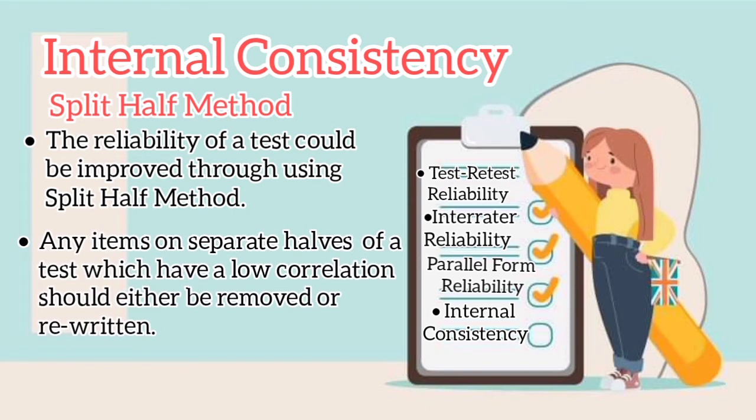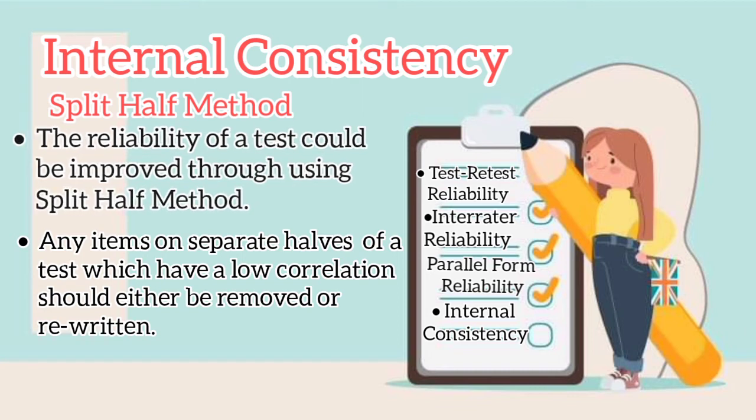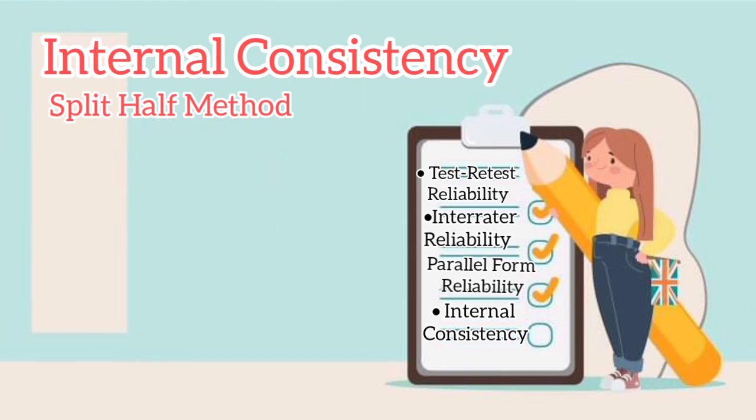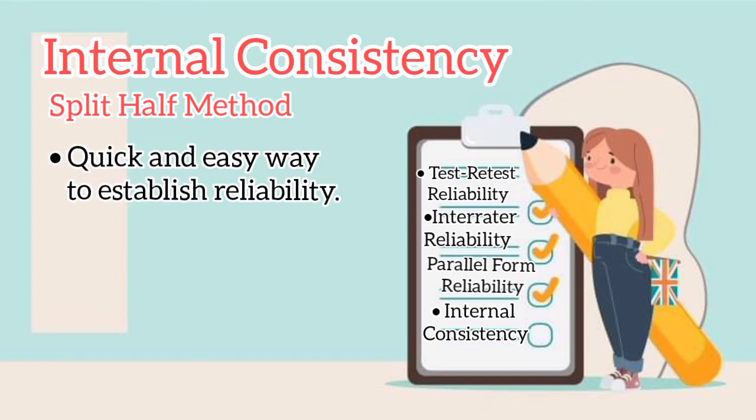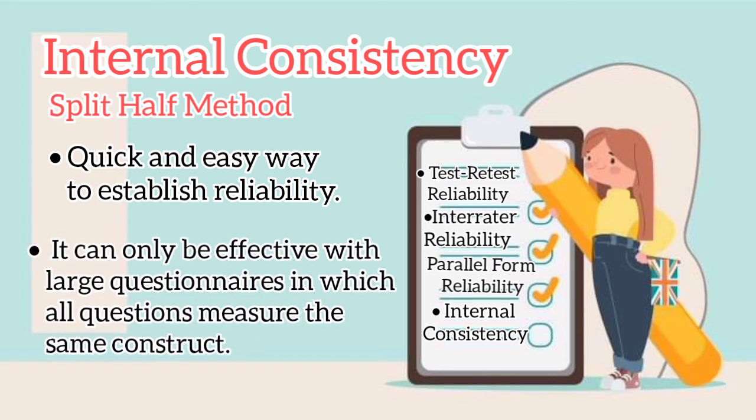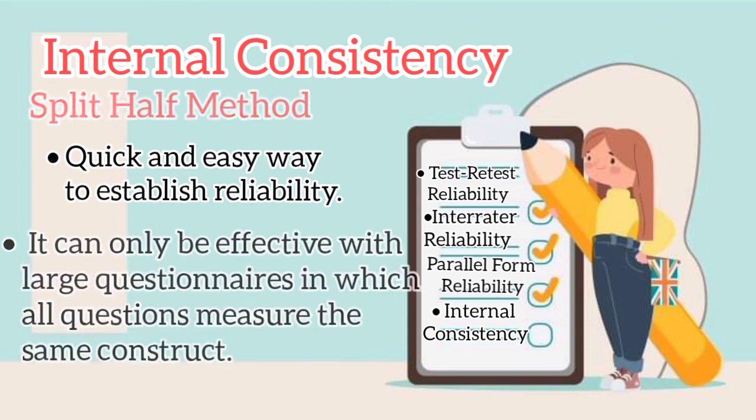For example, any items on separate halves of a test which have low correlations should either be removed or rewritten. The split half method is a quick and easy way to establish reliability. However, it can only be effective with large questionnaires in which all questions measure the same construct. This means it will not be appropriate for tests which measure different constructs.